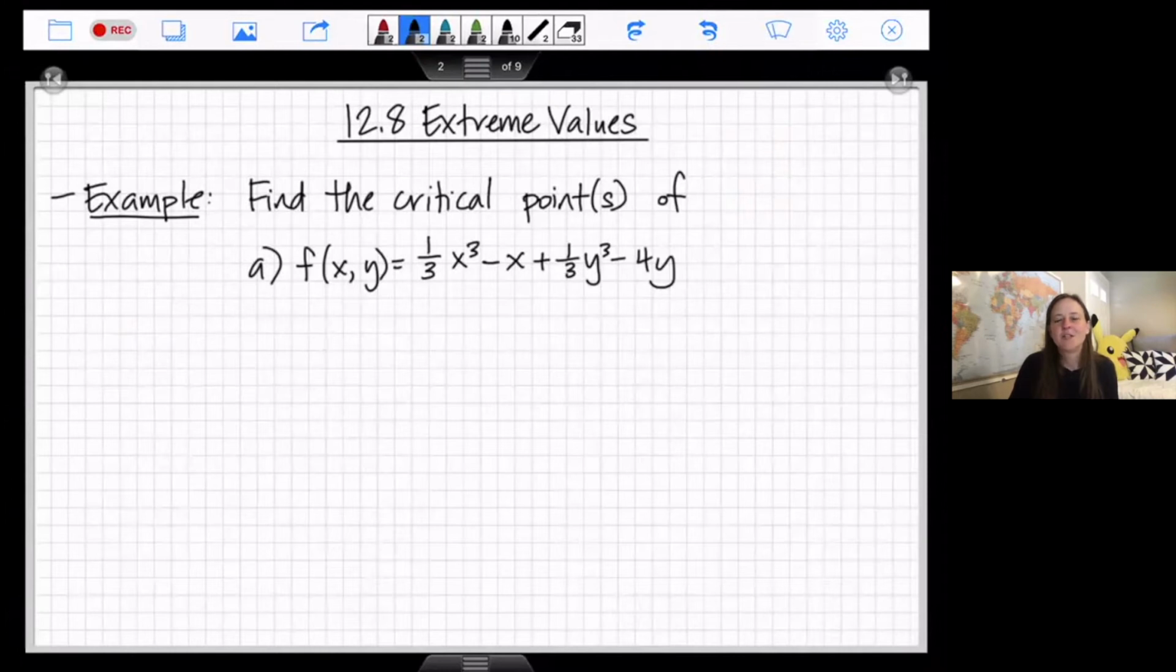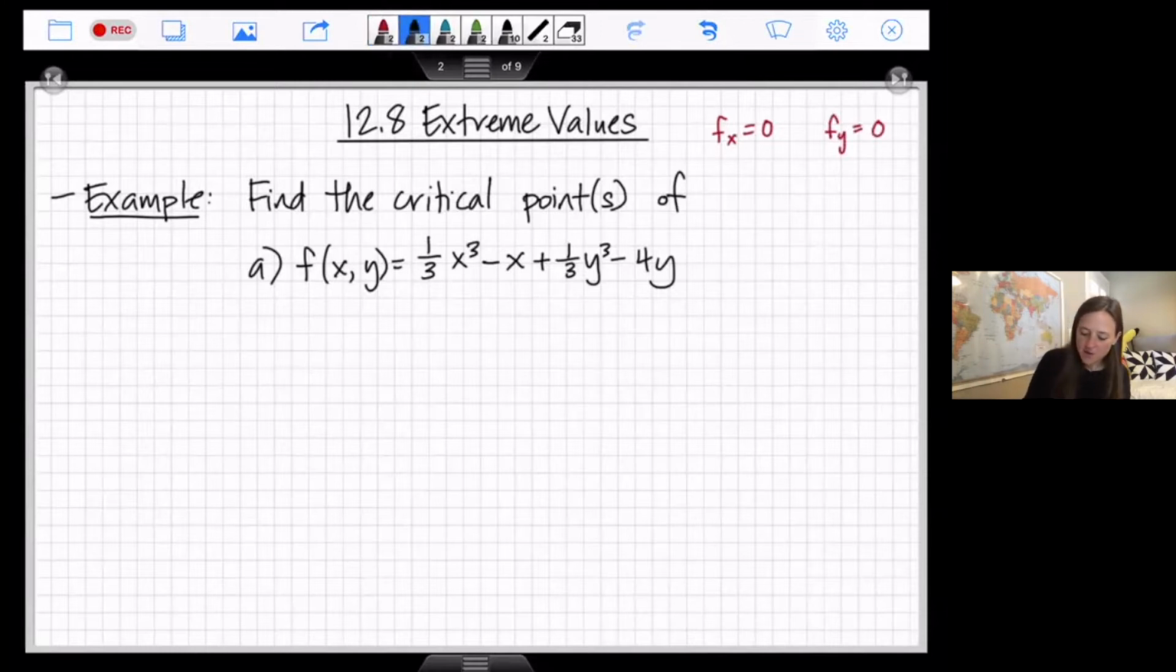So here we have a function in two variables, and we're going to try to find the critical points. Remember, these are where the derivative with respect to x and the derivative with respect to y are equal to 0 at the same time. Okay, so we're going to take our partial with respect to x and our partial with respect to y and set them both equal to 0 and see what happens.